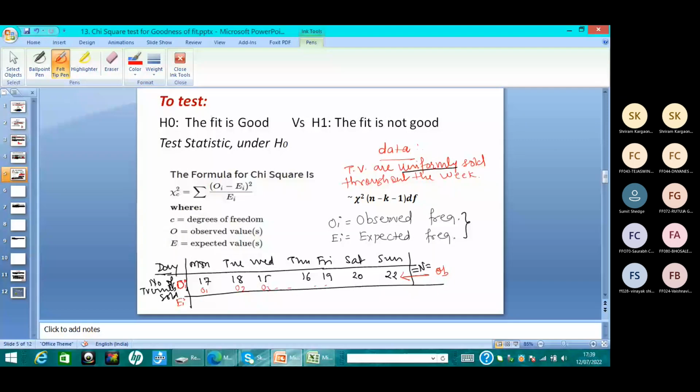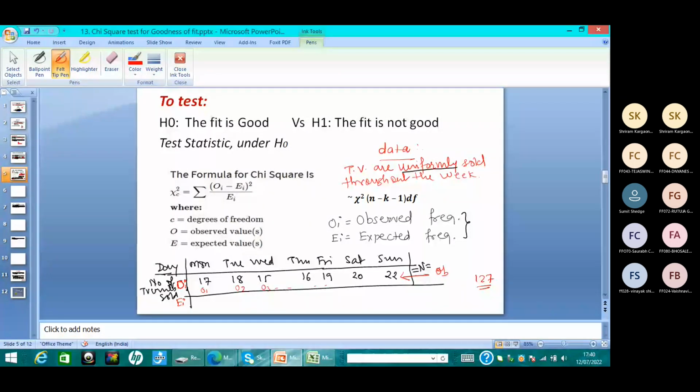So I simply get the total of all the TV sets. 17 plus 18 plus 15 plus 16 plus 19 plus 20 plus 22. So the total is 127. I have taken these values randomly. So 127 TV sets are sold throughout the week. Now I divide it by 7 because there are 7 days in a week.